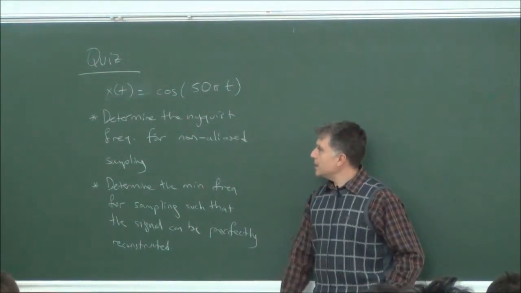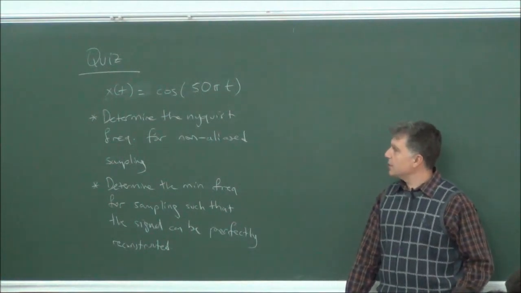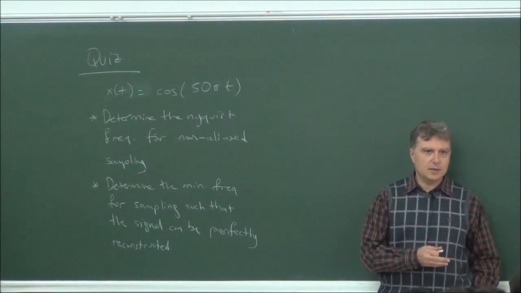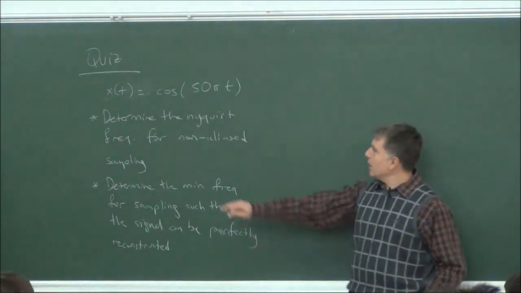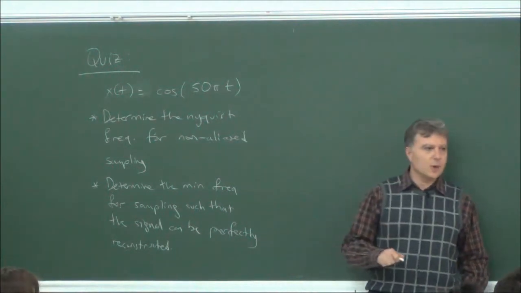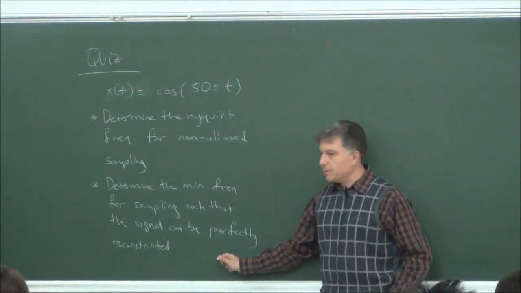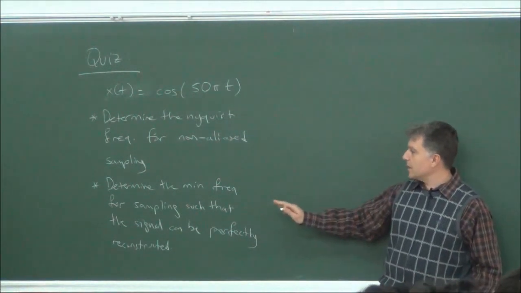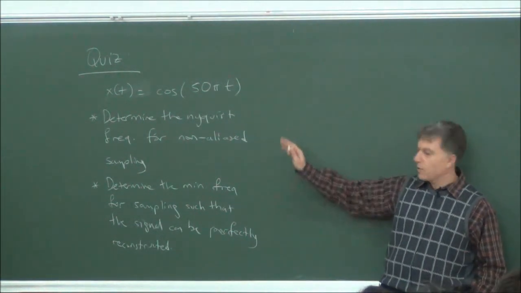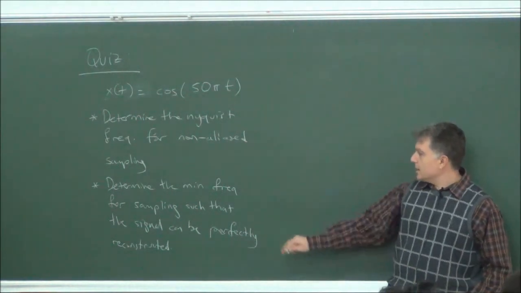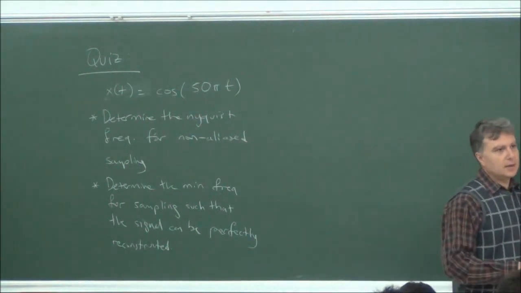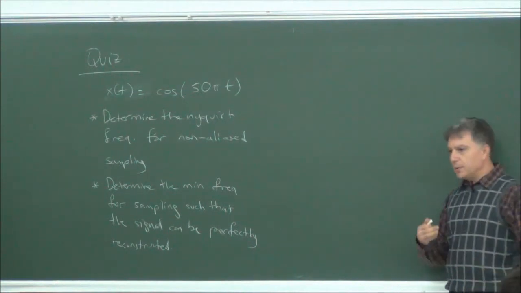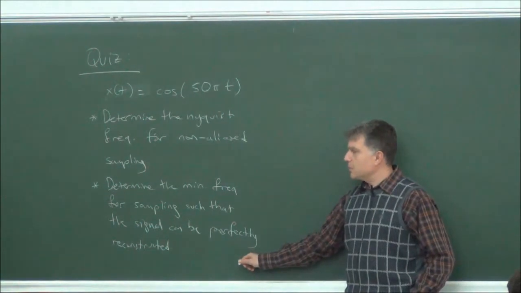In the first part, I'm asking you to determine the Nyquist frequency for the non-alias sampling, which was the last thing that we have seen, if you remember. So you have to remember what the Nyquist frequency was. And in the last hour, I also briefly mentioned the second part. Determine the minimum frequency for sampling this signal, of course, such that the signal can be perfectly reconstructed. The digital to analog conversion would be perfect.